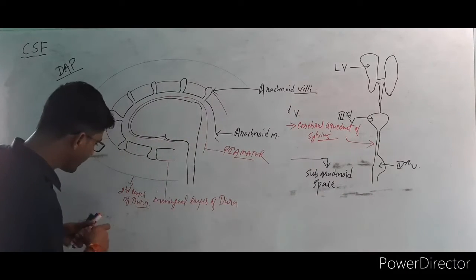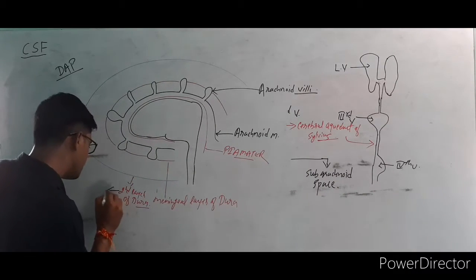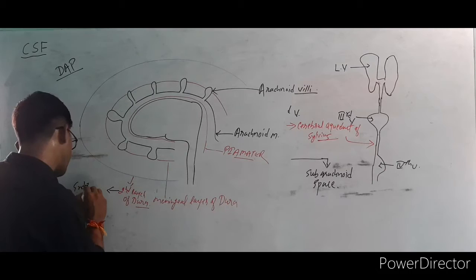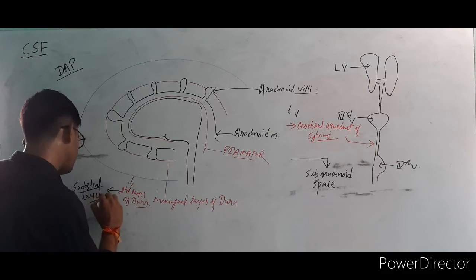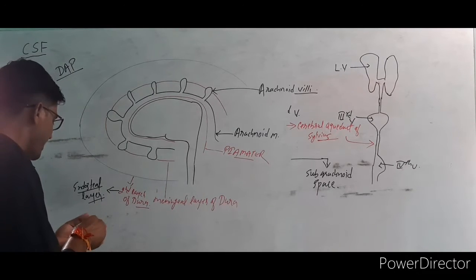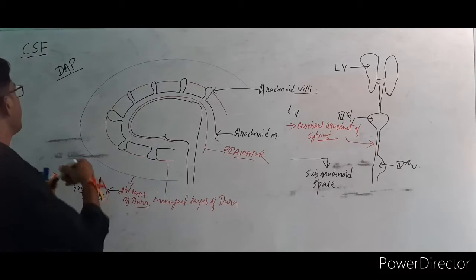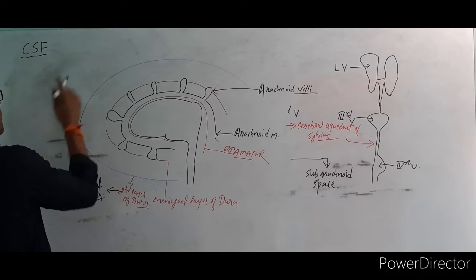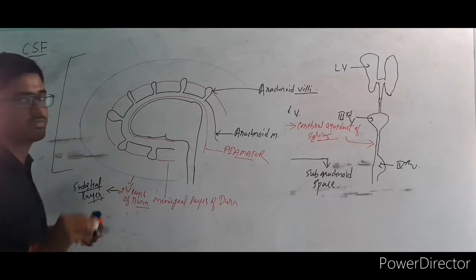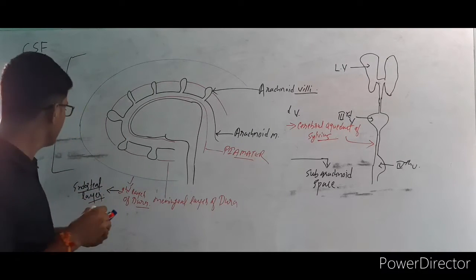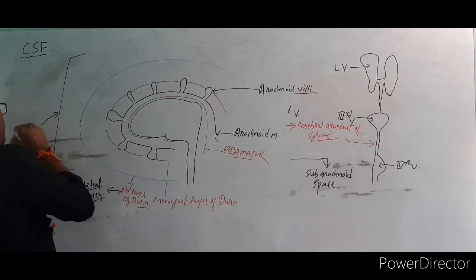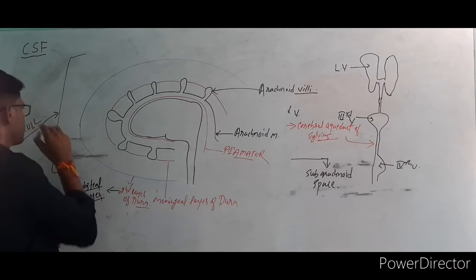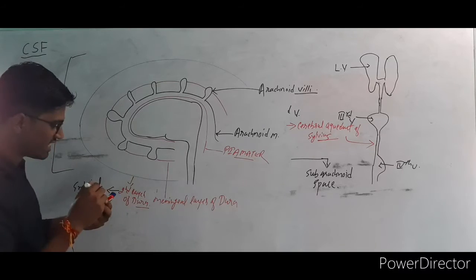That is called the periosteal layer here, right? And here is our skull, the outer boundary. Now what I want to tell you, this is the skull and here are the meninges, right?